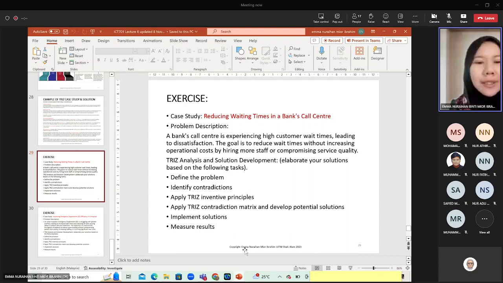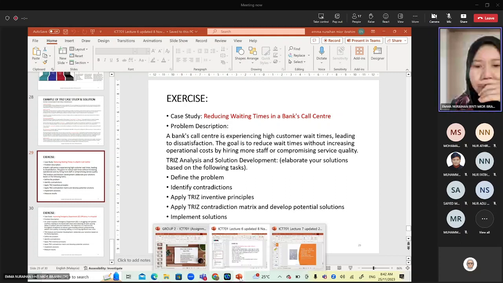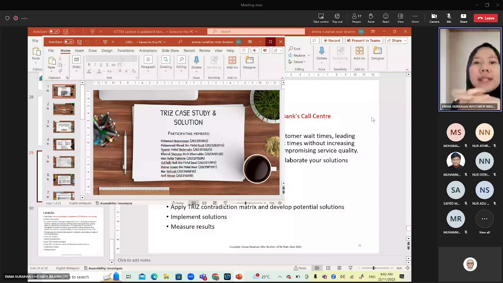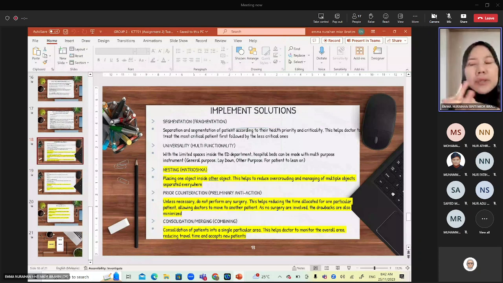Alright, so let me see the comment I wanted to make yesterday. This is Izwan's. Okay. So there are 40 plus principles. It doesn't mean that you have to use all those principles. You only choose where appropriate, what you think can guide you to improve the current solution, the current problem. Okay, so nesting, you said placing one object inside another object. This helps to reduce overcrowding and the managing of multiple objects separated everywhere.